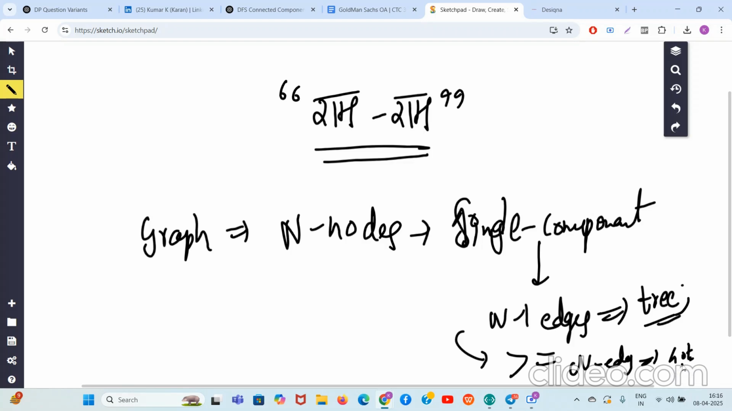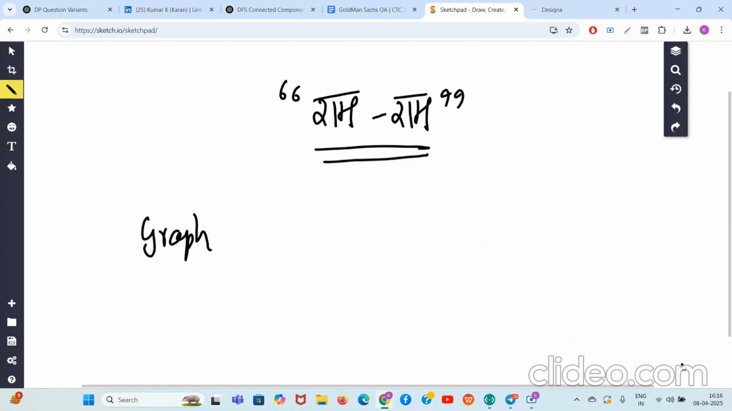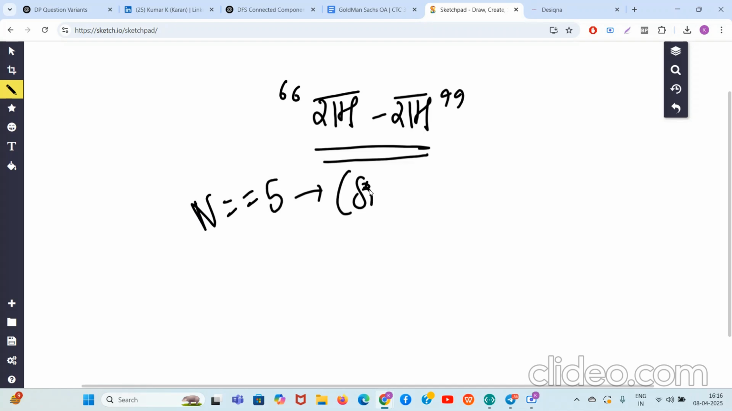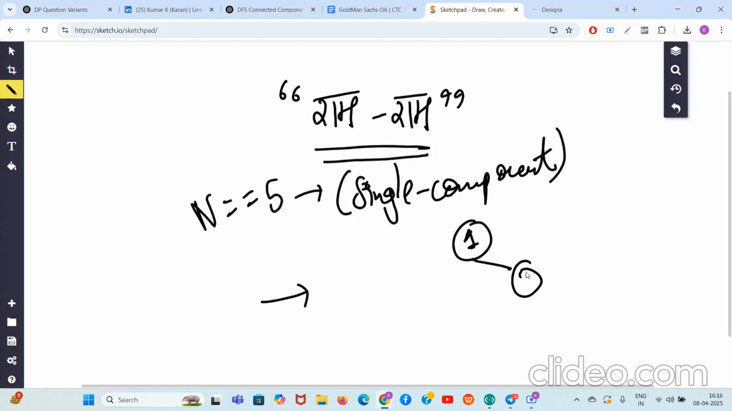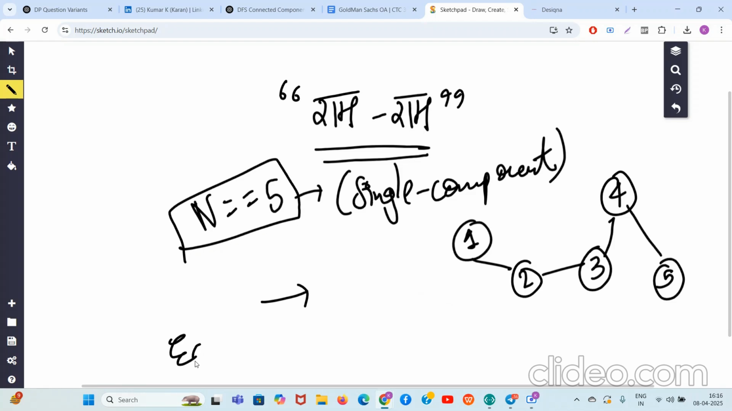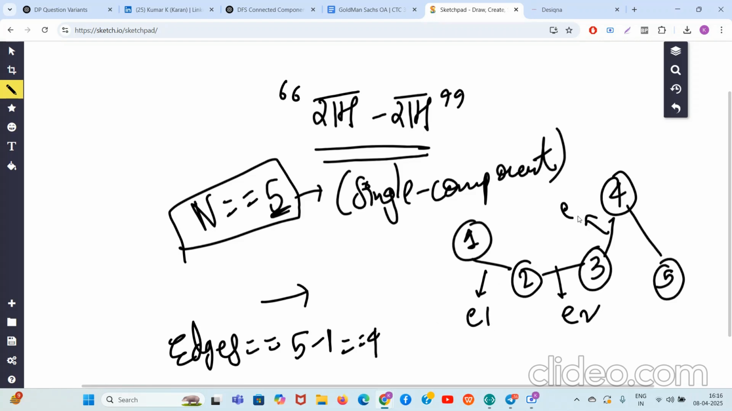For example, let's say n equal to 5. Try to make any graph of 5 nodes with a single component. So only one component should be there. Node 1, node 2, node 3, node 4, node 5. The theorem says that if the edges are equal to 5 minus 1, n minus 1, 4, if there are 4 edges, then it is a tree. How many edges are there? First edge, second edge, third edge, and the fourth edge. So this is a tree.